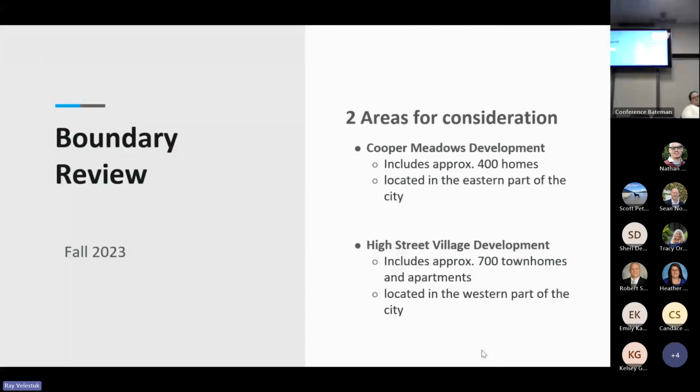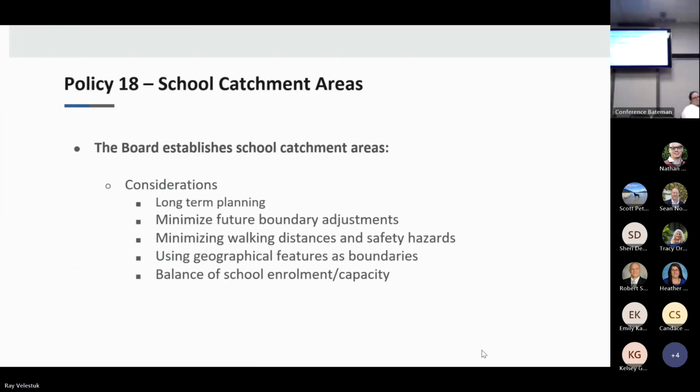So there are two areas for consideration. One is on the east side of the district in the Cooper Meadows development area, and one is on the west side of the district in around the Highstreet area. And we'll get into a little bit more detail about both these reviews right now.